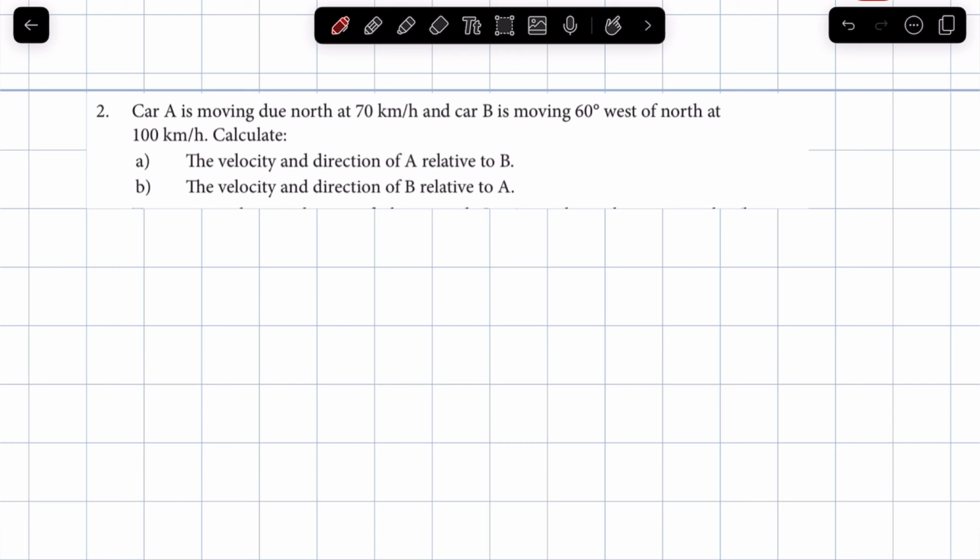Now, what do I mean by this? If you look at number 2a, it calculates the velocity and direction of A relative to B. So A is our object and B is the frame of reference. So A being the object, we are going to represent it on the Cartesian plane as it's been given in the statement.